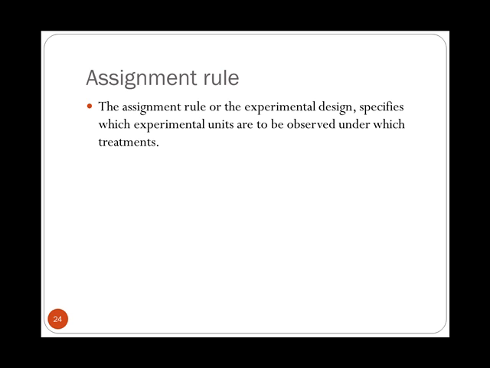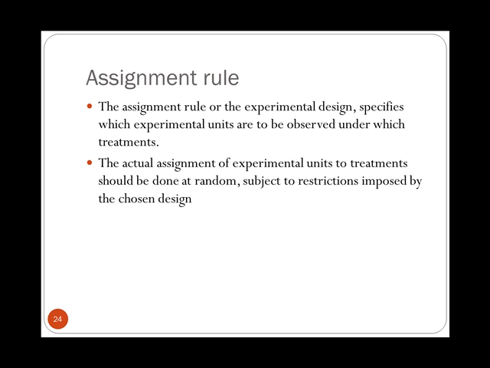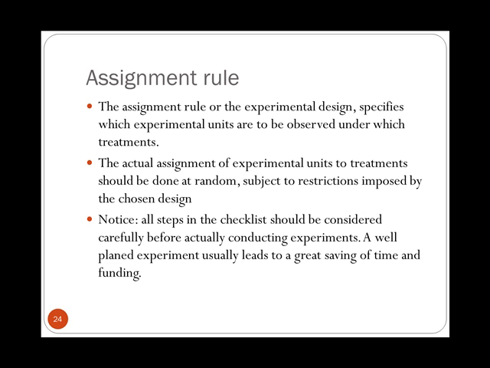Assignment rule. The assignment rule or the experimental design specifies which experimental units are to be observed under which treatments. The actual assignment of experimental units to treatments should be done at random, subject to restrictions imposed by the chosen design.